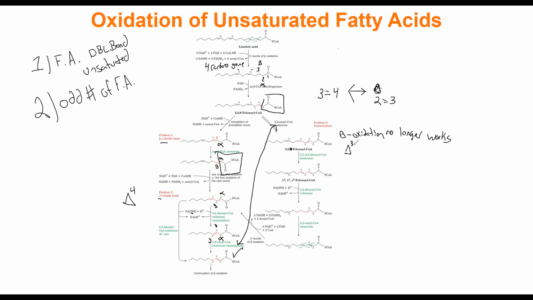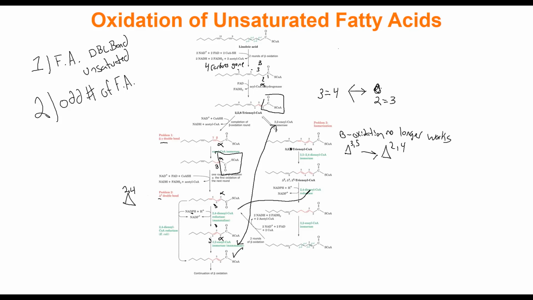If you get a delta 3,5 fatty acid, we need to fix that using an isomerase, which is called by the lovely name 3,5,2,4-dienyl coenzyme A isomerase. But what this isomerase does, it changes a delta 3,5 into a delta 2,4. So it's just moving the double bonds over one position. Now we are in a position where we've seen this already, because over here we have a delta 2,4 as well.